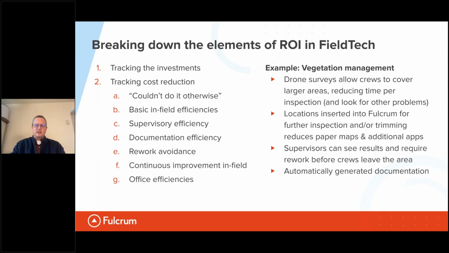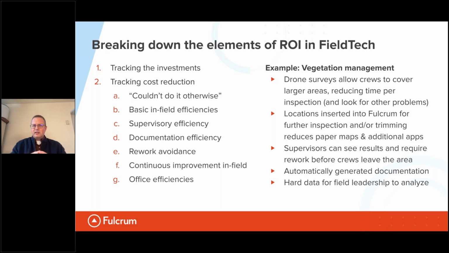Automatically generated documentation I touched on before. This is all just data, so a computer should be able to roll it up instead of a person having to do it every time. And then finally, something we may not always think about very much because we're so used to not having it, is that field tech investments can give you hard data for your field leadership to analyze.